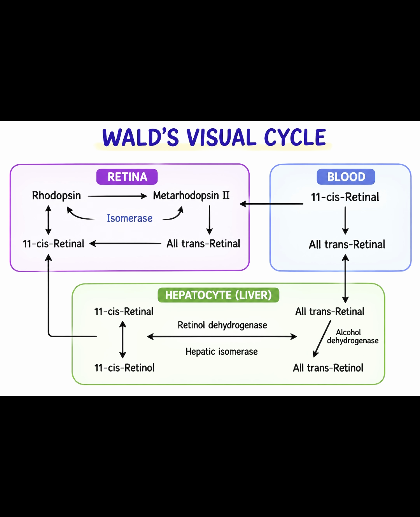Now, some amount of all-trans retinal is converted to 11-cis retinal and the remaining all-trans retinal is transported to the liver via blood. In the liver cells, all-trans retinal is reduced to all-trans retinol by alcohol dehydrogenase. Then all-trans retinol is isomerized to 11-cis retinol, which is then oxidized to 11-cis retinal and transported back to the retina. The 11-cis retinal recombines with opsin to form rhodopsin, and the cycle begins again.